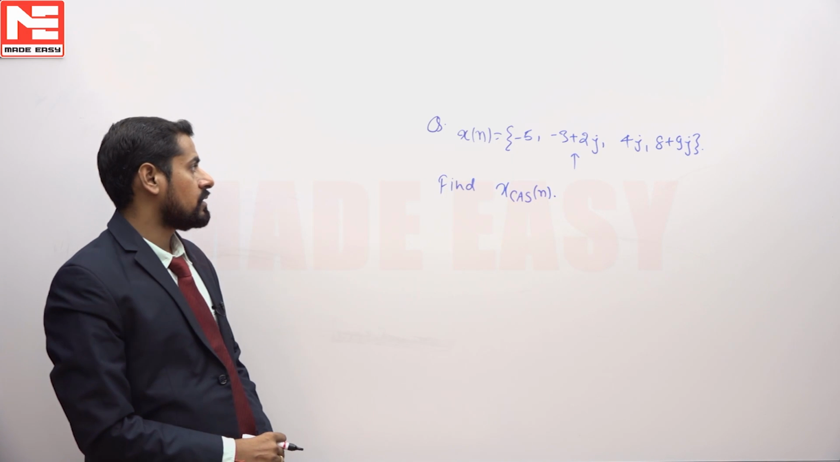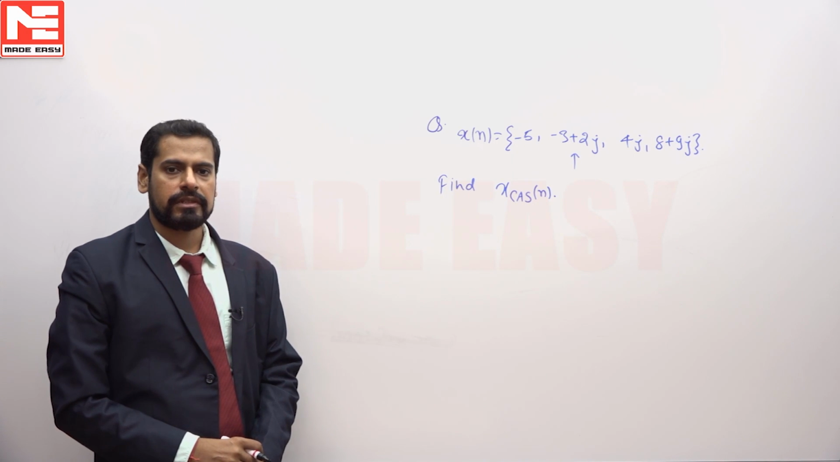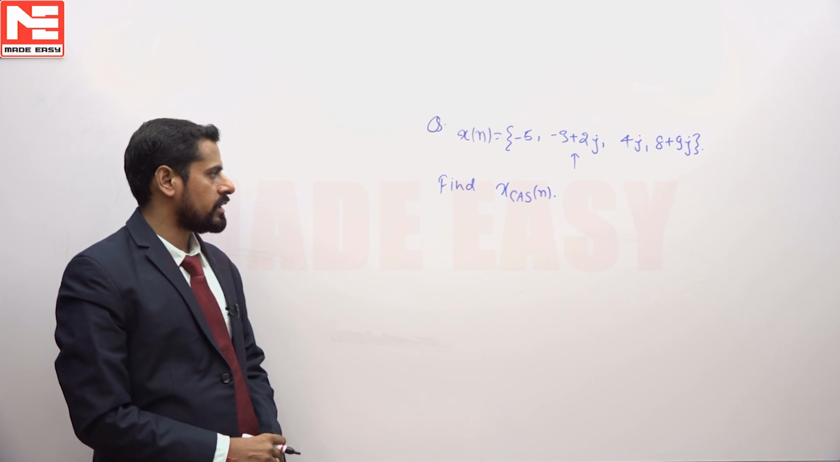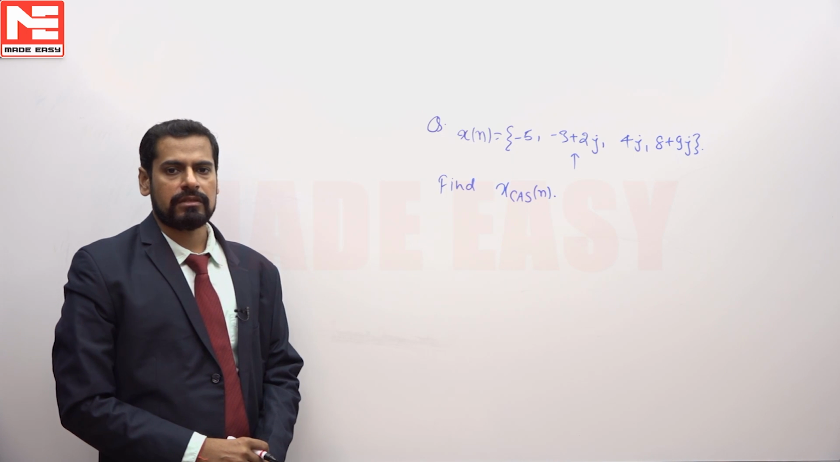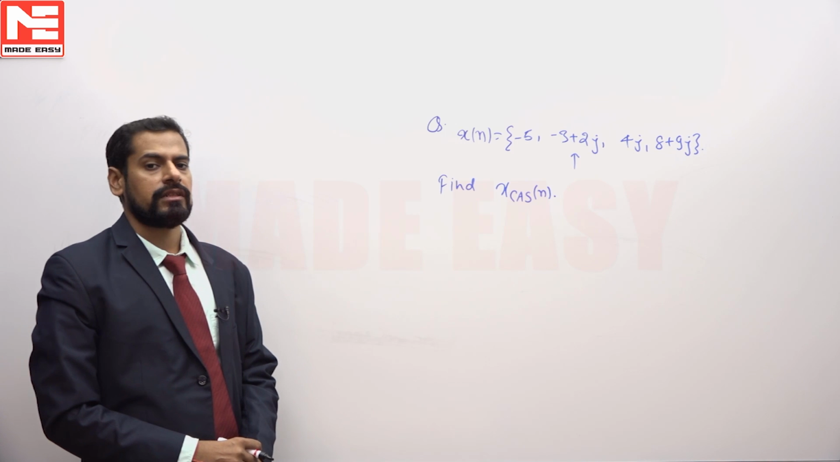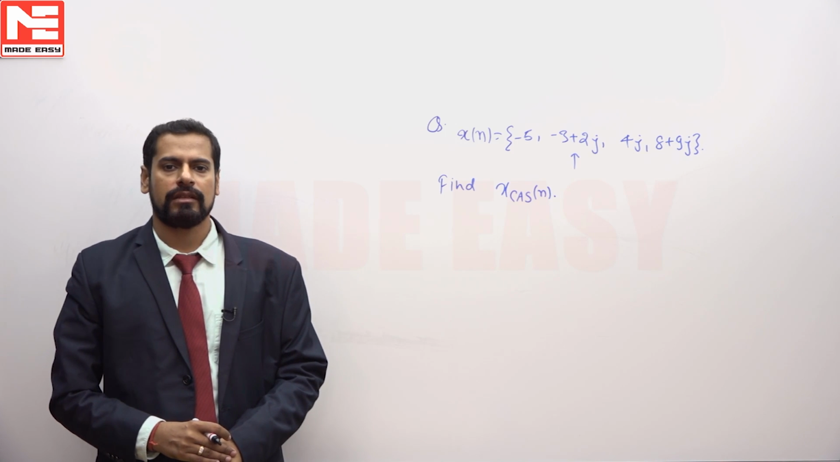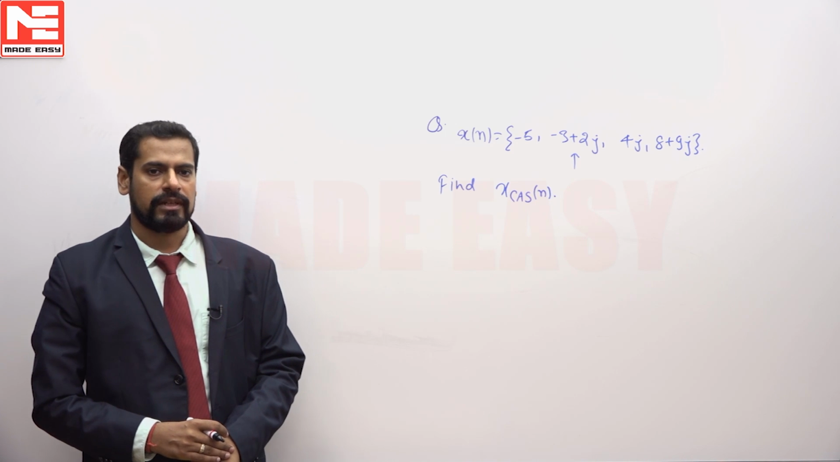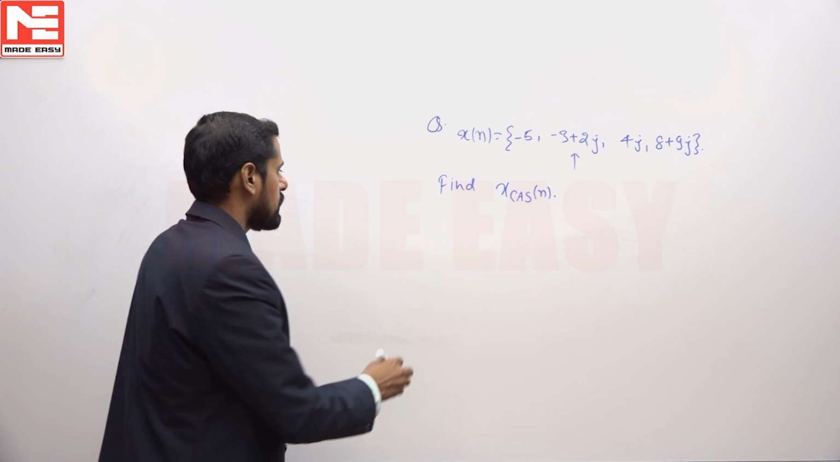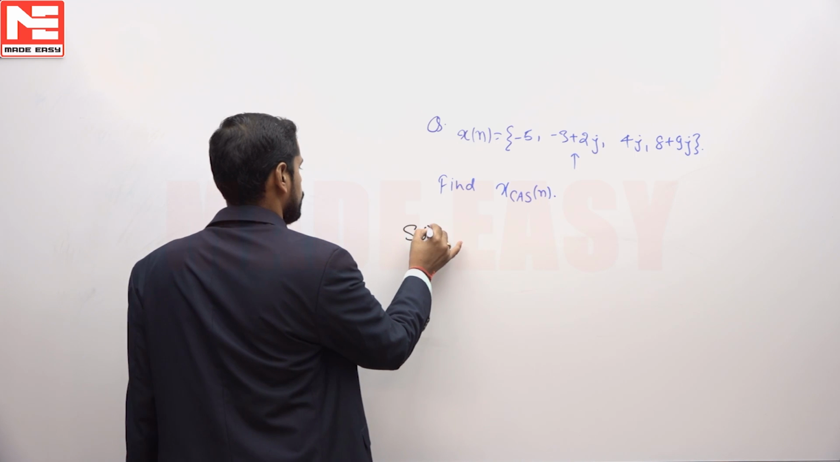In the next question, a sequence has been given, and for this sequence we have to calculate the conjugate antisymmetric part of the signal. For the conjugate antisymmetric part of a signal, the formula is x[n] minus x conjugate of [-n], divided by 2. So by using this formula we will calculate the conjugate antisymmetric part.